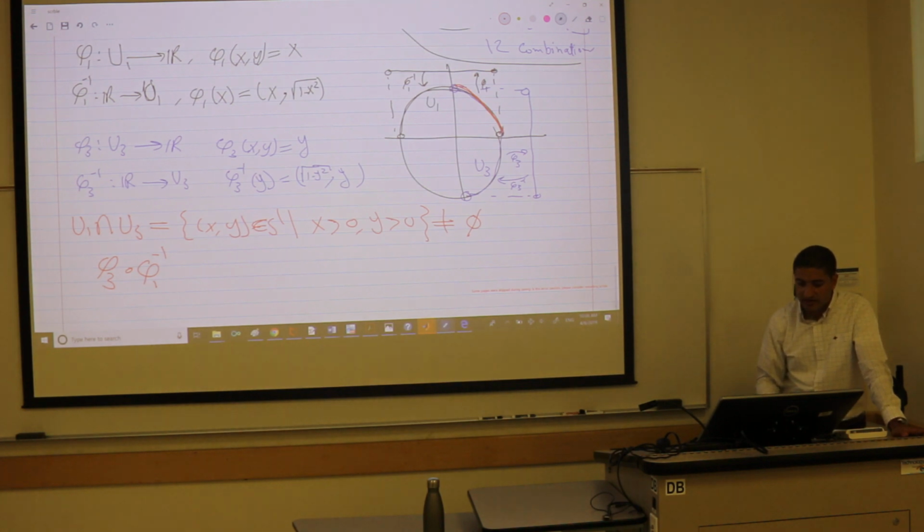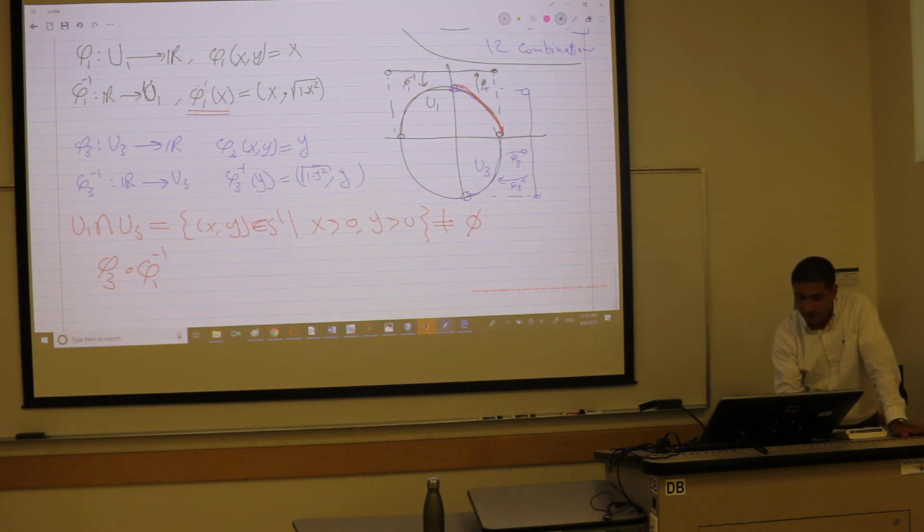So phi 1 inverse takes what? This is phi 1 inverse. So phi 1 inverse takes a point x. So let's see. So this is phi 3 of. Phi 1 inverse takes x and gives you 2 points, x and square root of 1 minus x squared, right? And please let's apply phi 3 to that. Here is phi 3 applying to a point. I take the second coordinate. So this is square root of 1 minus x squared. Any question that this is the composite map?